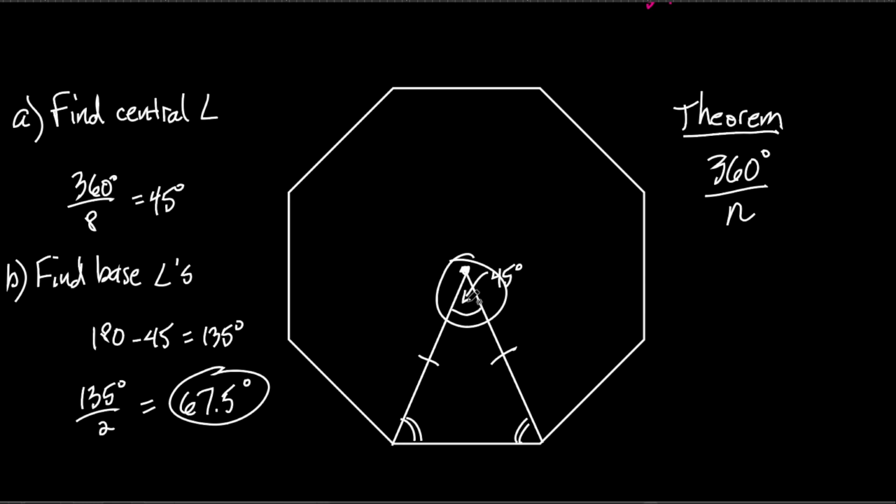Well, they didn't give this to us. We found it. They didn't give us 45. We came up with it. There are 8 sides, 360 divided by 8. Now, again, remember, it doesn't have to go straight down like this. I just did that to make it a little easier. I could have gone to here. Agreed?